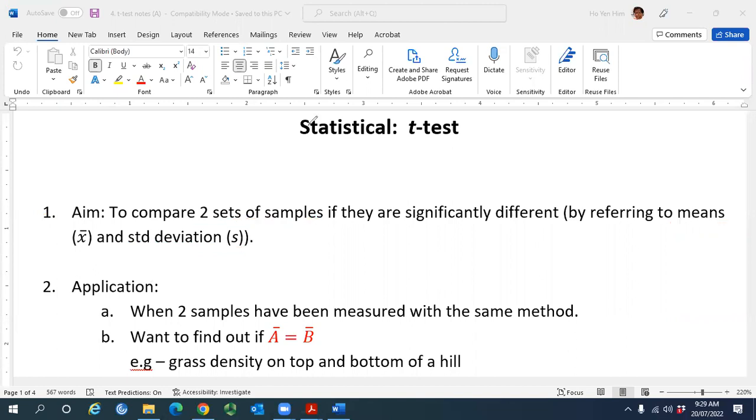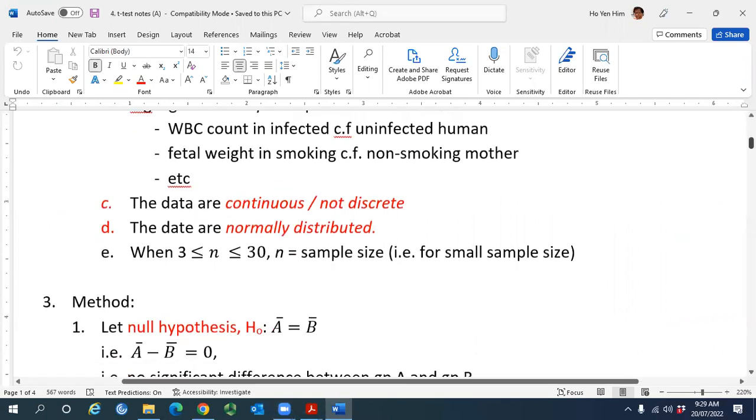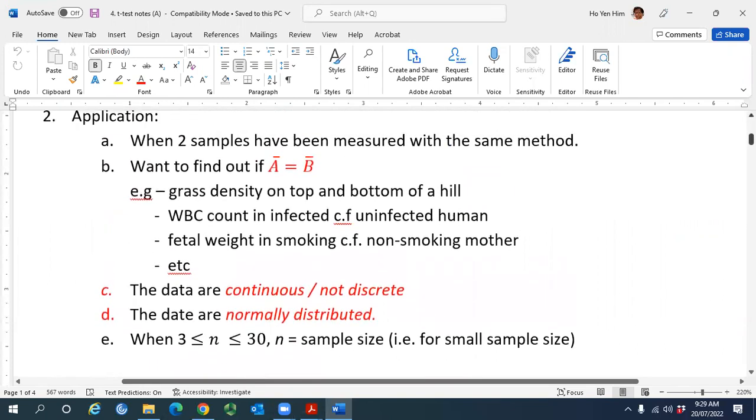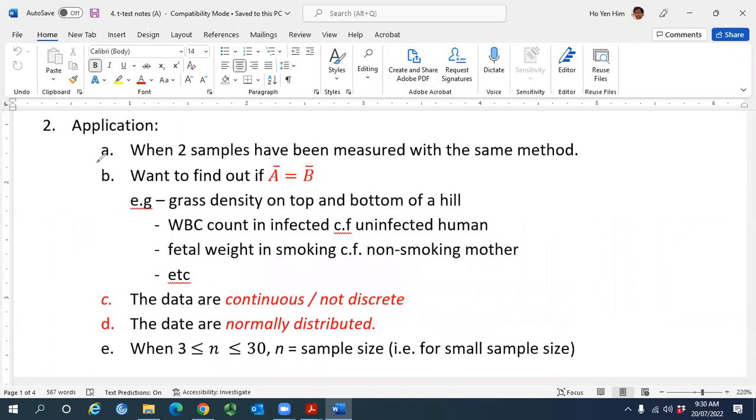So for example, when do we use t-test? When we have 2 samples that have been measured in the same method like just now, the measurement is the same except the temperature has changed. So we want to find out whether the mean of A equals the mean of B. For example, the grass density on the top versus the bottom of the hill, the white blood cell count when a person is infected versus an uninfected human, the fetal weight in a smoking mother versus a non-smoking mother, whether it's a difference. So you can find that the data is a measurement that's continuous, meaning not discrete.